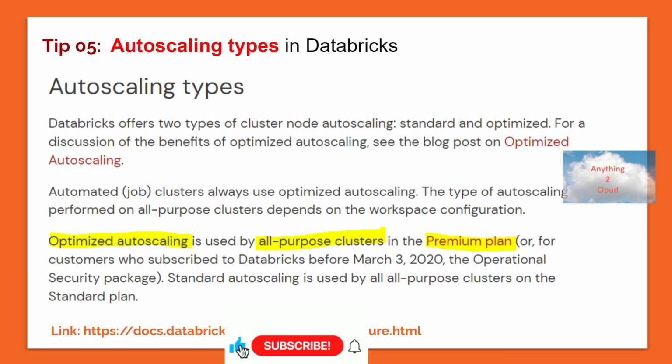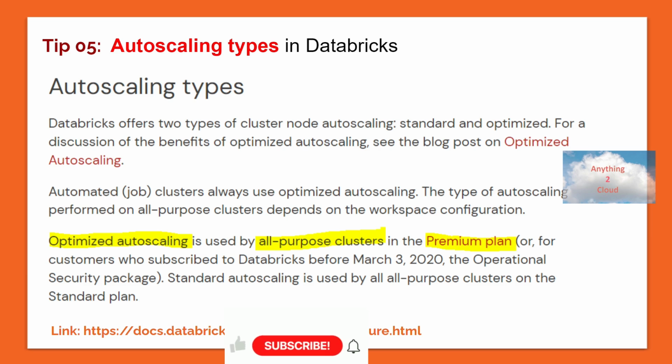The next step is auto-scaling types in Databricks. Databricks offers two types of cluster node auto-scaling. One is standard, the other one is optimized. Automated job clusters always use optimized auto-scaling. The type of auto-scaling performed on all-purpose clusters depends upon the workspace configuration. The optimized auto-scaling is used by all-purpose clusters in the premium plan. Standard auto-scaling is used by all-purpose clusters on the standard plan.